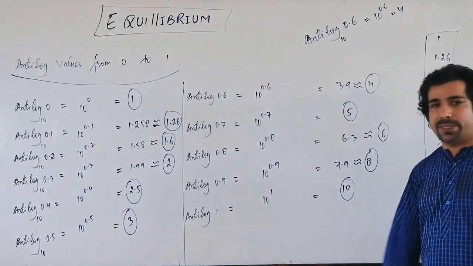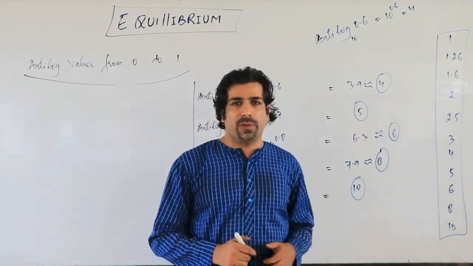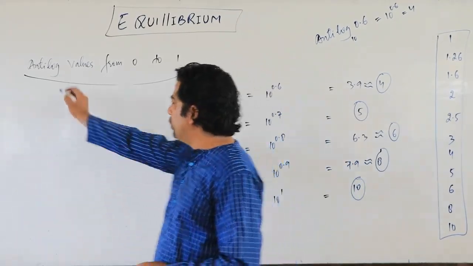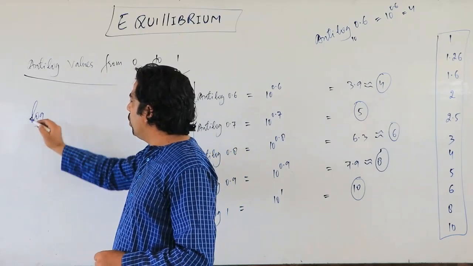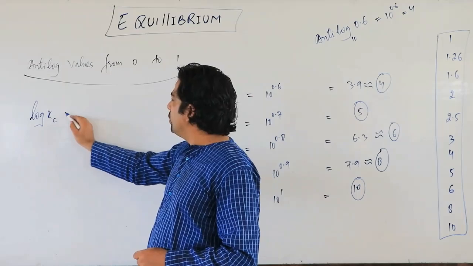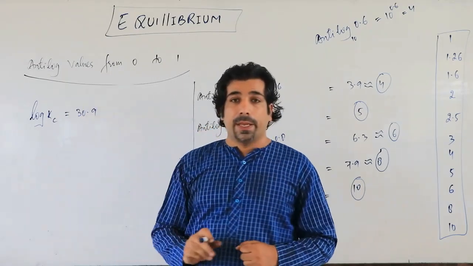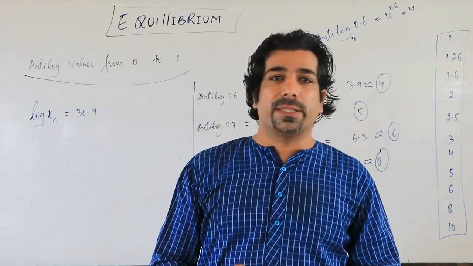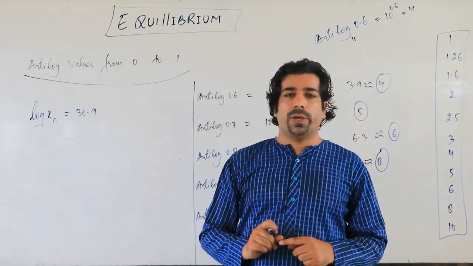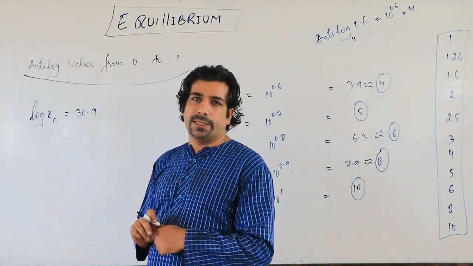Please make note of this. Let's solve one problem with respect to these antilog values, my dear friends. Let us suppose you have log Kc is equal to 30.9, my dear friends. And you want to simplify this particular problem. So how can you simplify this particular problem? Let's understand this thing.